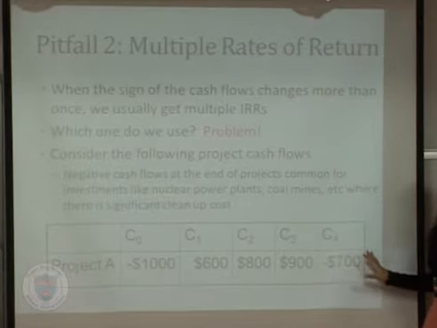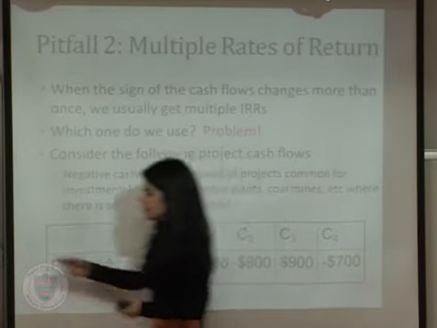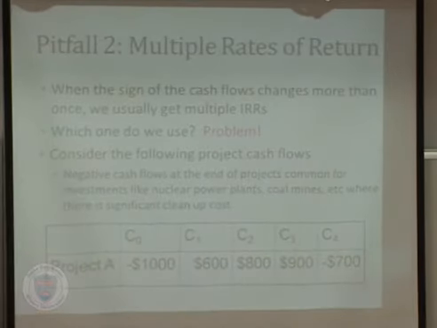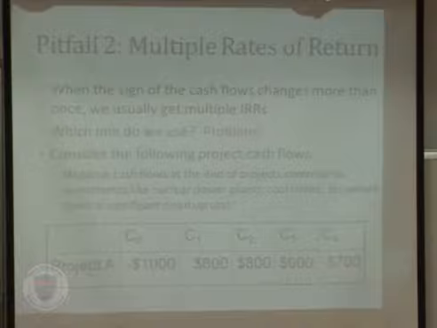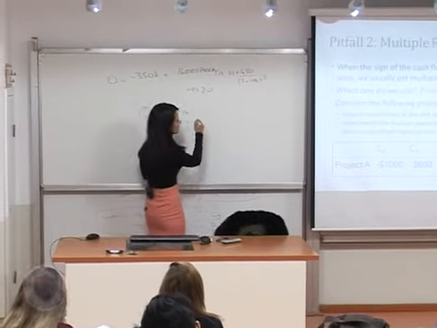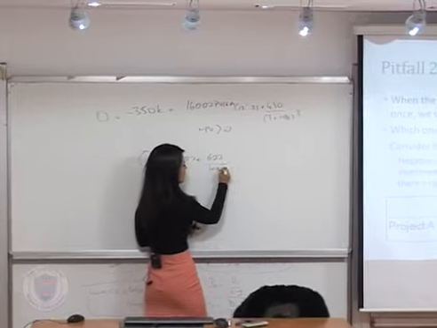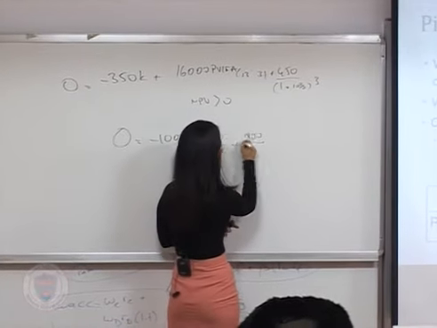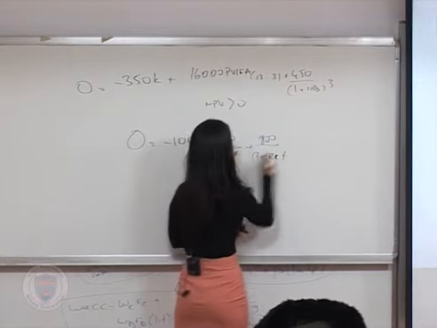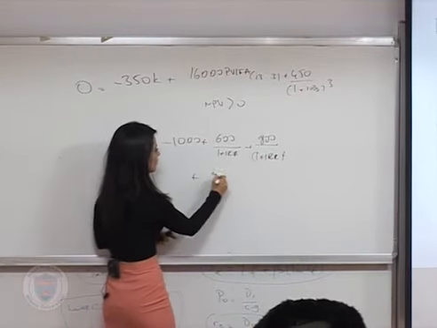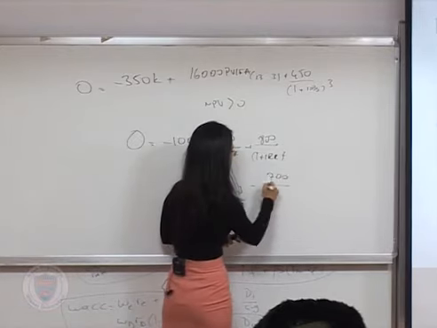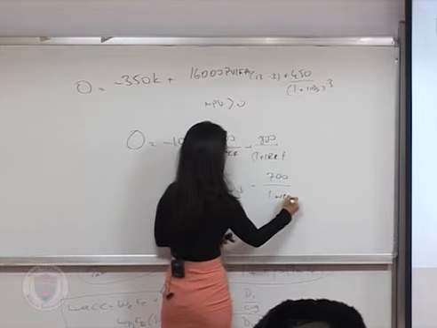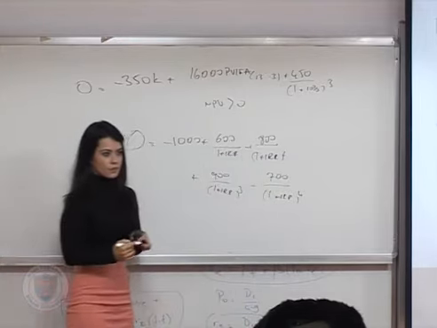So if you have something like this, how are we going to calculate IRR? The rule is simple, but finding IRR is not very easy. So what we're going to do is we're going to say we're trying to find the IRR which makes the NPV equal to 0. I have minus 1,000, then I have 600 in the first year. I have 800 in the second year. I have 900 in the third year. And then I have a cleanup cost of 700 in the last year.